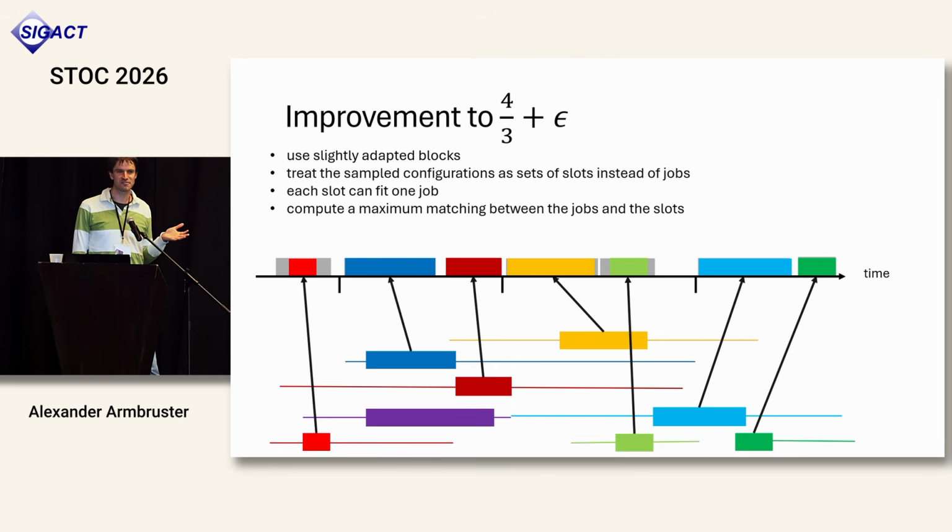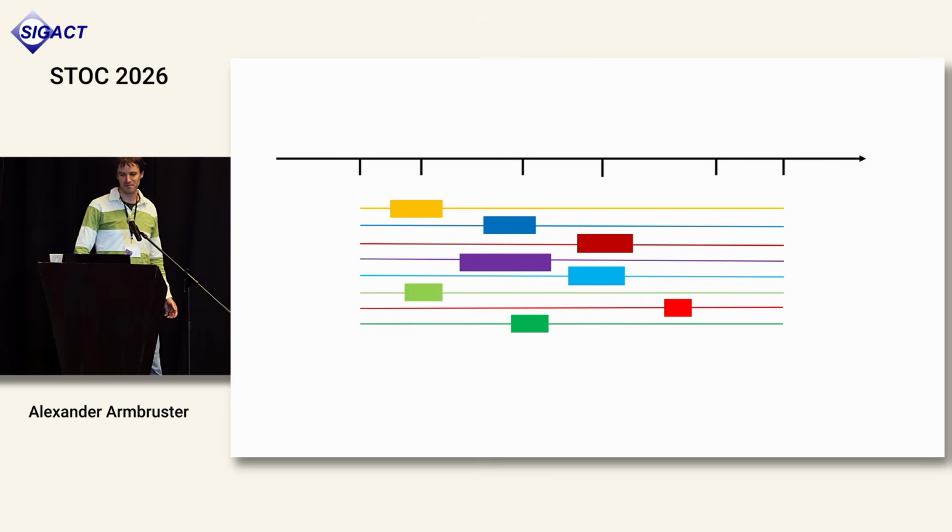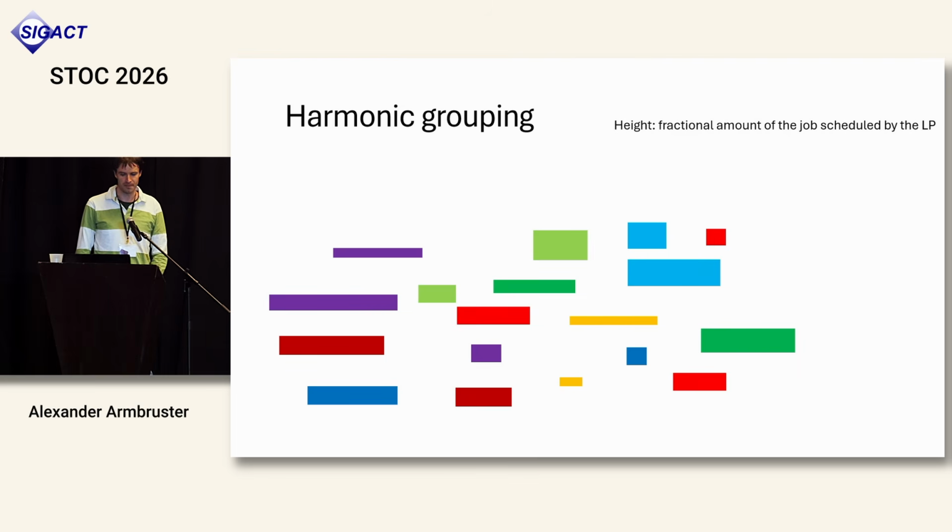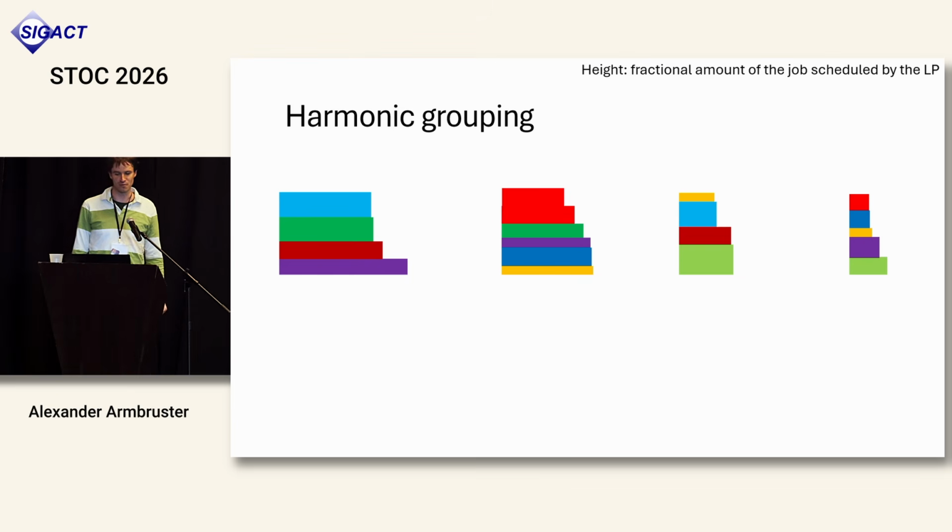So in this example, it was clear that this matching step helped. I will also try to give you an idea why it helps in general. For simplicity, assume that all time windows are the same, like in this example, and also assume that they span a large number of these blocks. Now the idea is to use harmonic grouping. You have one rectangle for each job, and the height is its contribution to the LP. And if you have this, you can partition the jobs into groups like this.